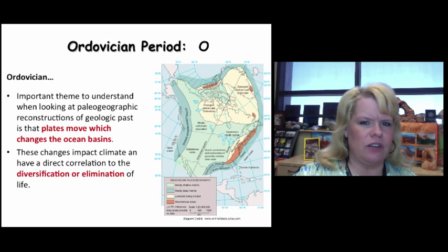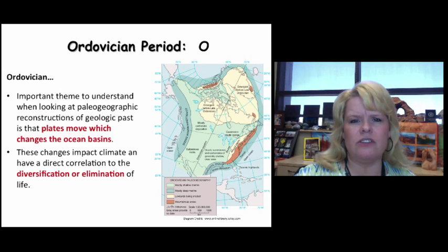Obviously, mountain building is going to change climate conditions. It's going to change where animals can live.